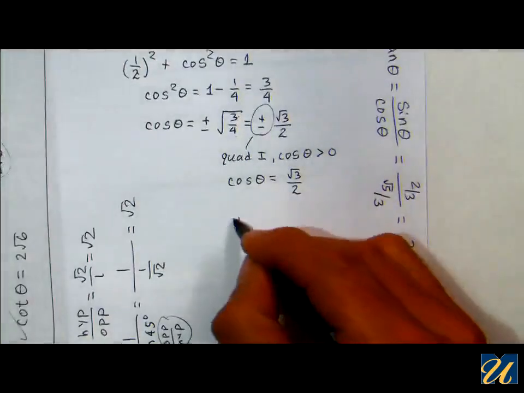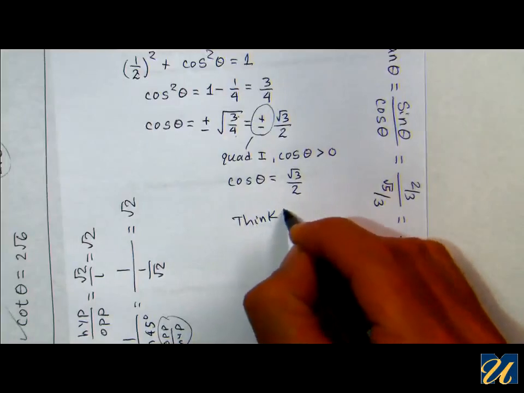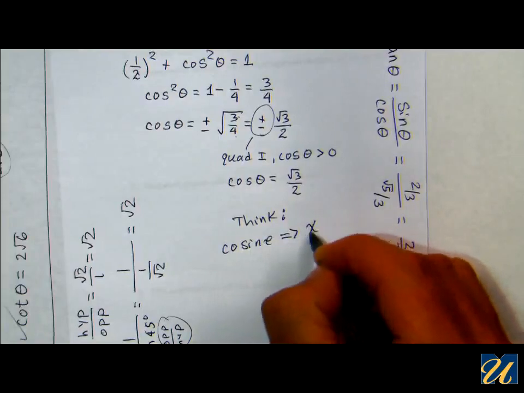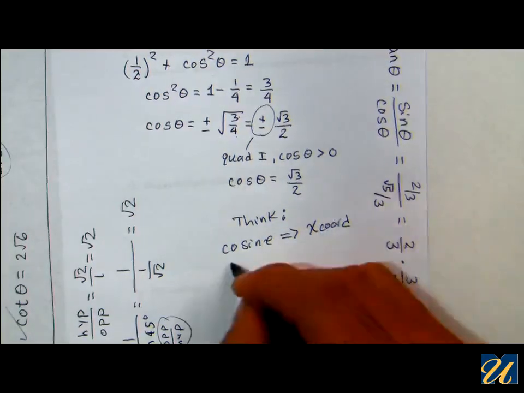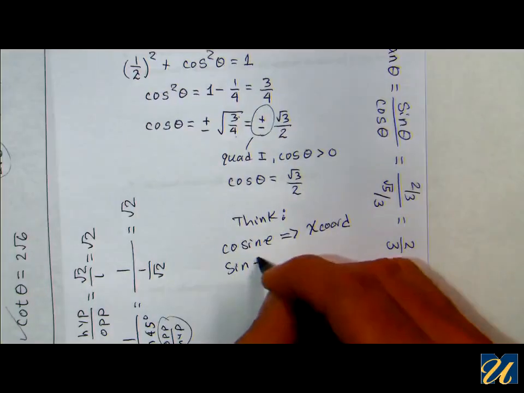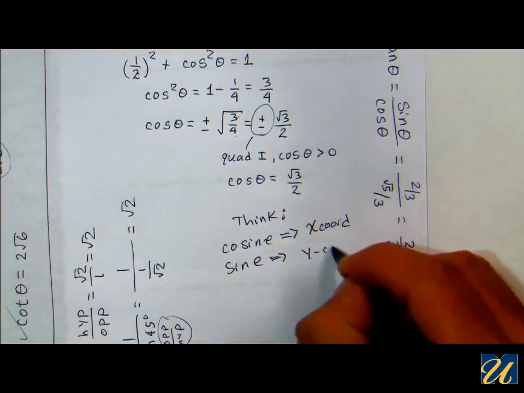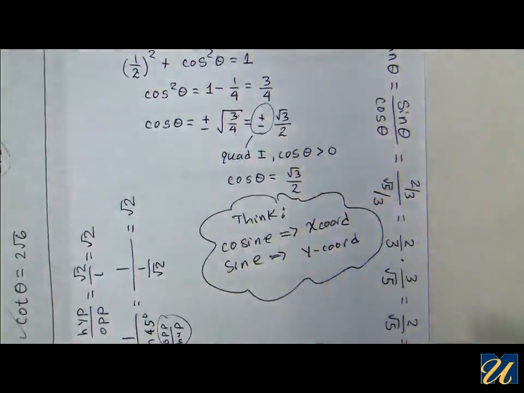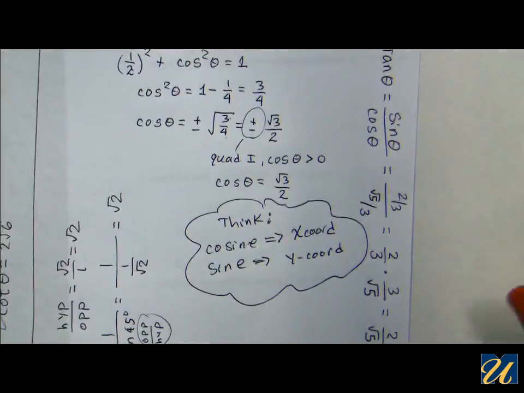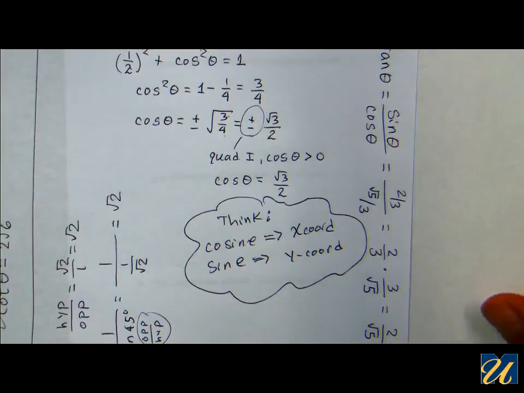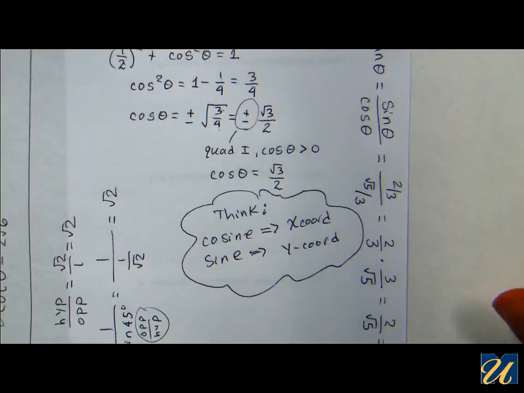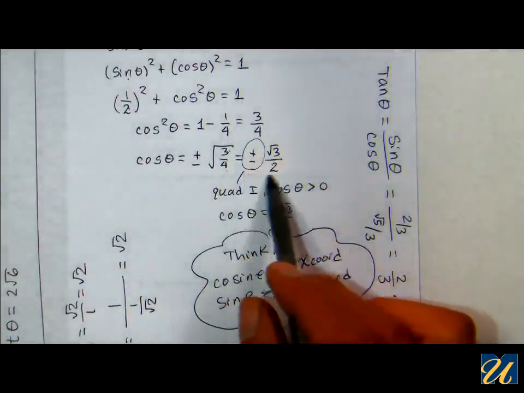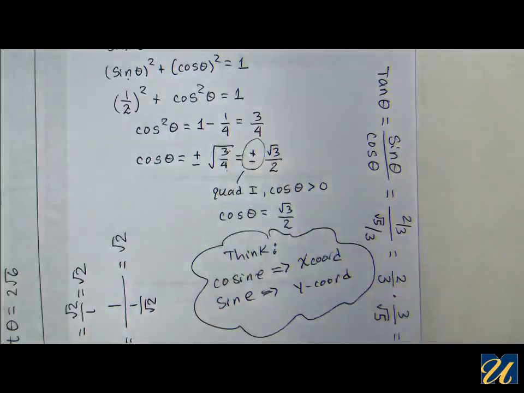So always think helpful: cosine, always think x-coordinate. When you see sine, always think y-coordinate. And that thinking will be very helpful as you do trigonometry. It's true, cosine is not defined to be the x-coordinate, but always think about cosine linked to the x-coordinate. And that's how quickly I can go through here discussing in which quadrants your answer will be positive or negative.